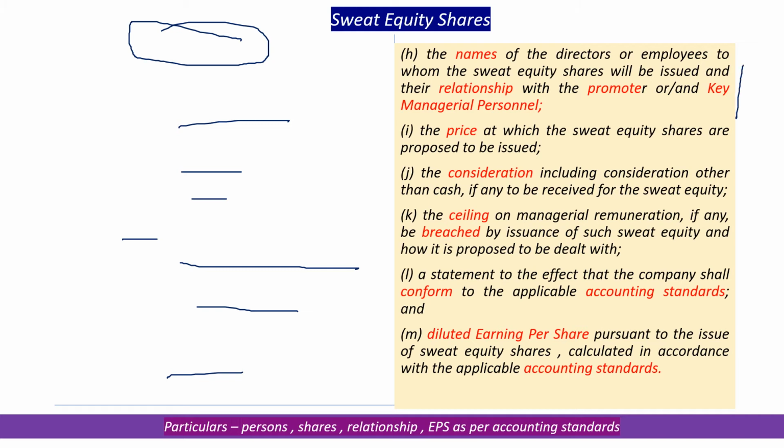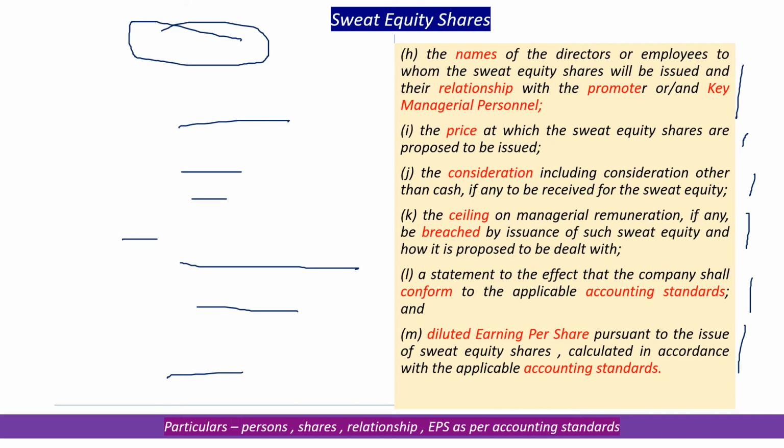What is the relationship with the promoters? At what price the shares are issued? What is the consideration? And does it affect the ceiling on managerial remuneration as per the Companies Act? And is it in line with the accounting standards, the way we have treated in the statement of account? And what is its impact on the earning per share once these shares are issued?